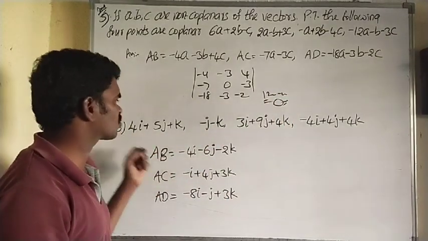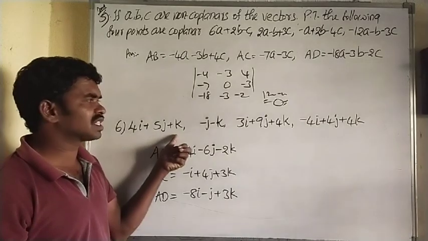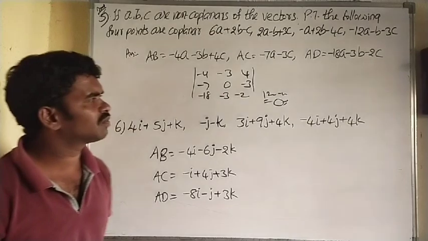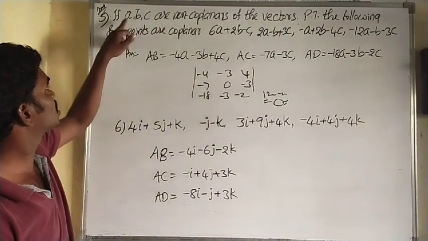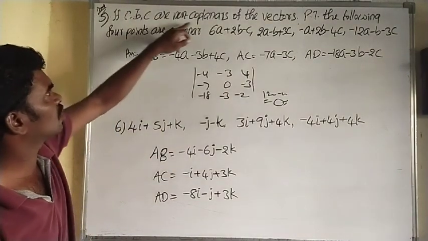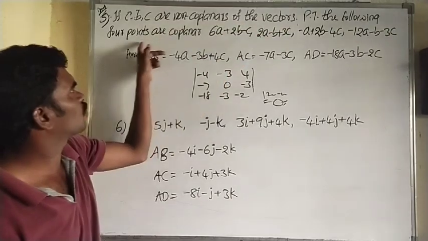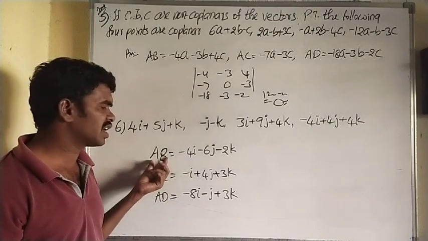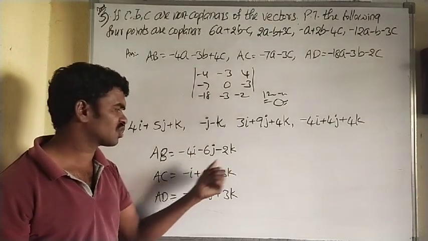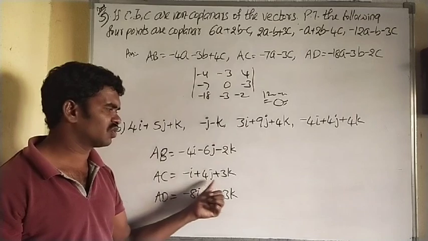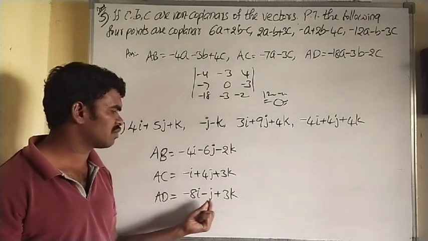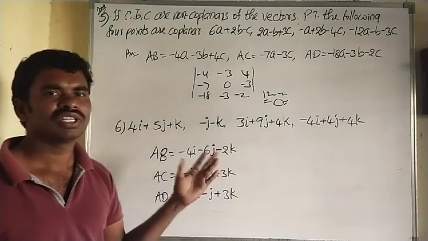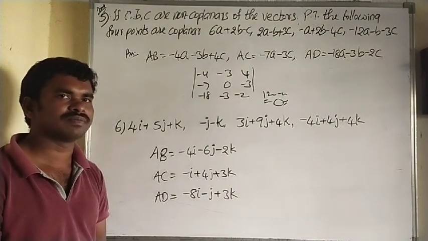Same as usually, 6th question also. 4i plus 5j plus k, minus j minus k, 3i plus 9j plus 4k, minus 4i plus 4j plus 4k. Same question. So just i, j, k are non-coplanar vectors. Prove that the following 4 points are coplanar. How to do? Find AB. You will get minus 4i minus 6j minus 2k. Find AC. Minus i plus 4j plus 3k. Find AD. Minus 8i minus j plus 3k. Find the determinant, means box AB, AC, AD. You will get 0. Then we can write coplanar.